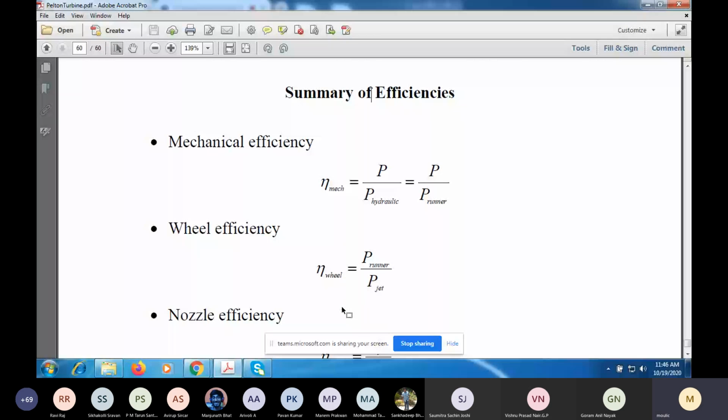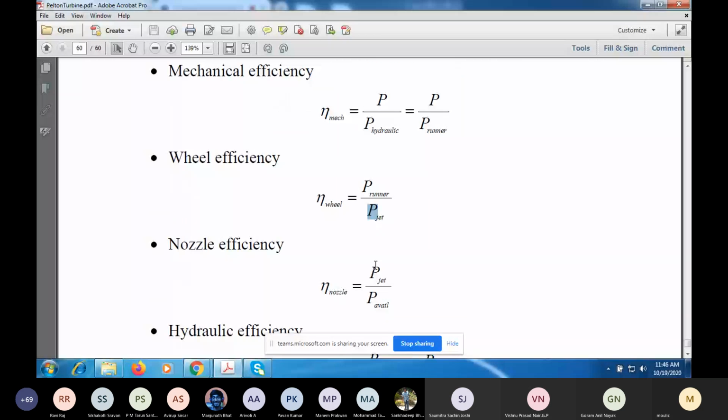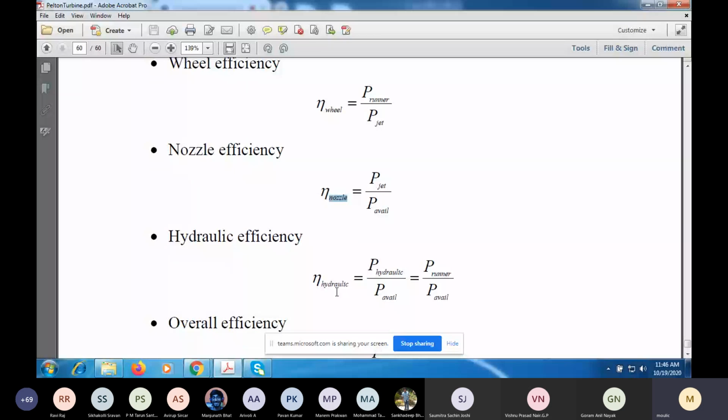eta mechanical multiplied by the power delivered by the fluid to the runner. Again, the power delivered by the fluid to the runner is eta wheel multiplied by the power of the jet. And the power of the jet is the available power multiplied by the nozzle efficiency. And if one wishes, I can define a hydraulic efficiency, which is the power delivered by the runner by the available power. And the overall efficiency is P by P available.